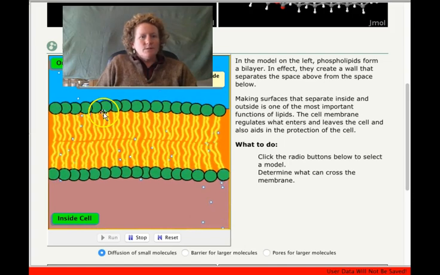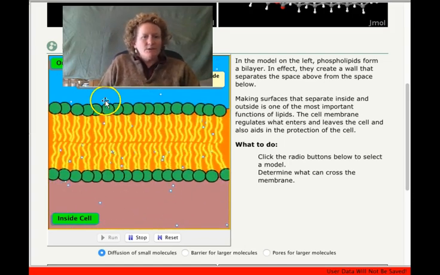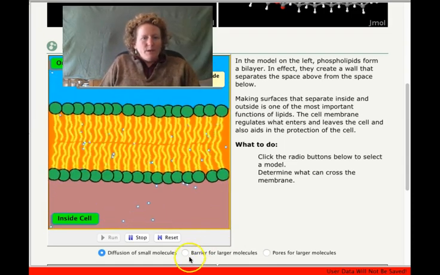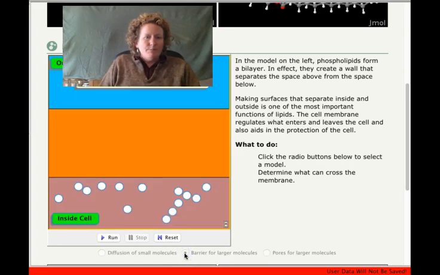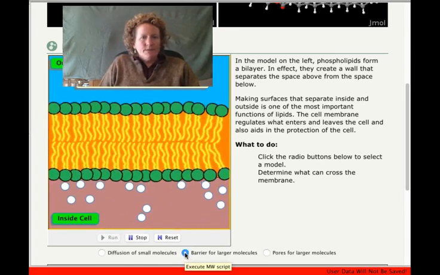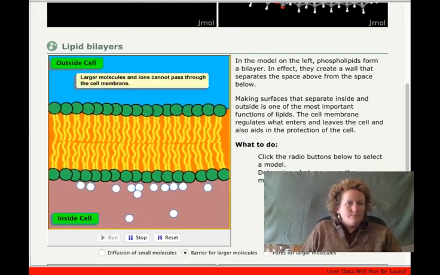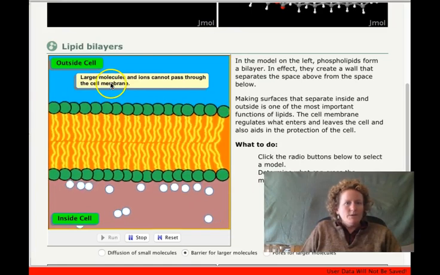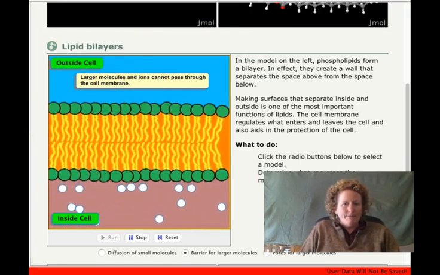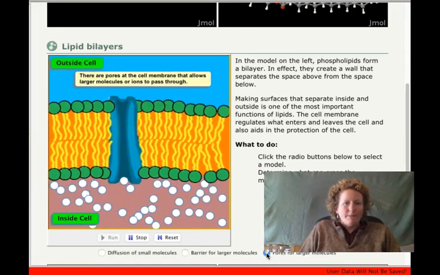So we're going to run this model, and we're going to see that these little tiny molecules can cross the cell barrier. They're sneaking their way through. Because they're small enough and they're not charged, they can kind of scoot through here. But if we try to get larger molecules across there, things are not going to work so well. Larger molecules and ions cannot pass through the cell membrane unless we do a pore.